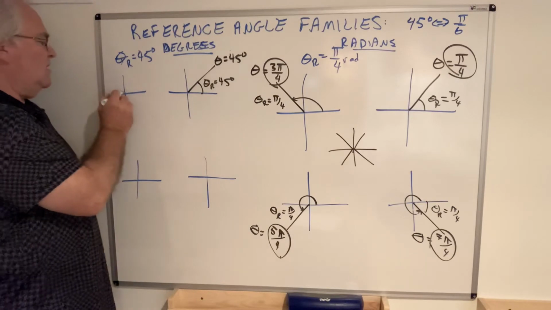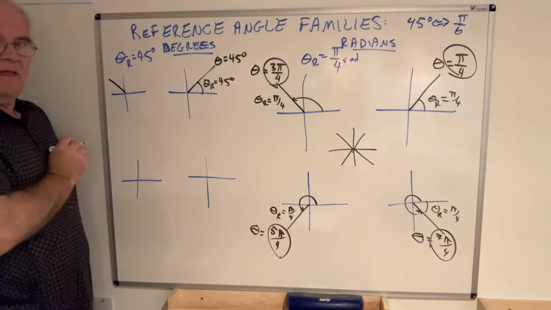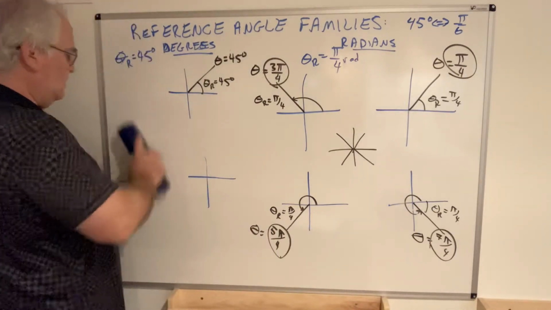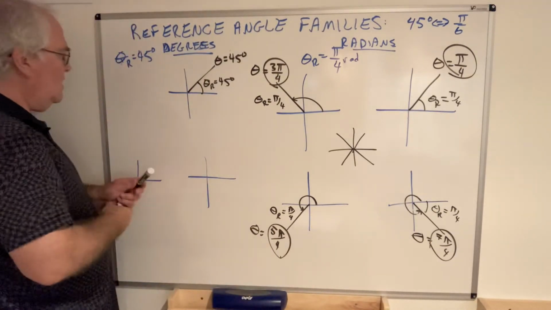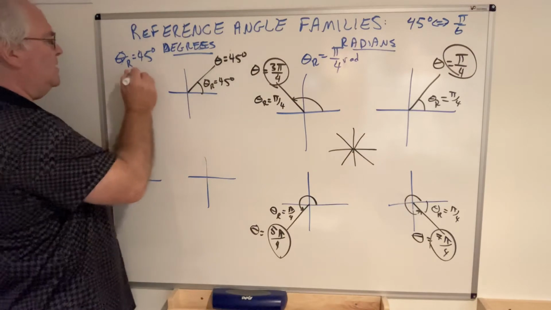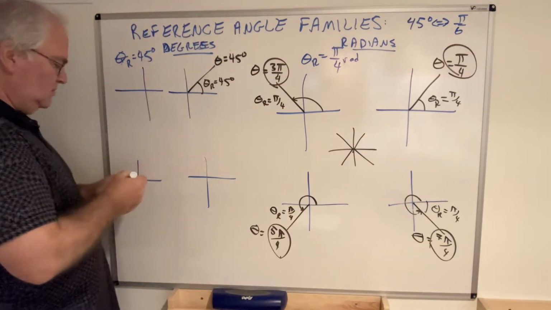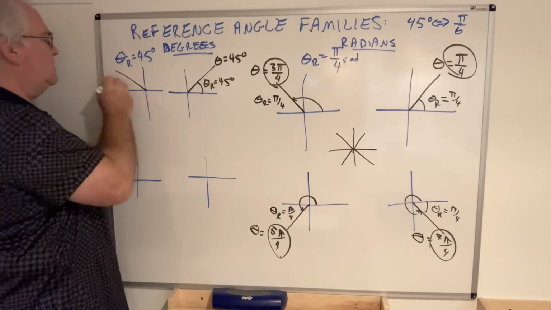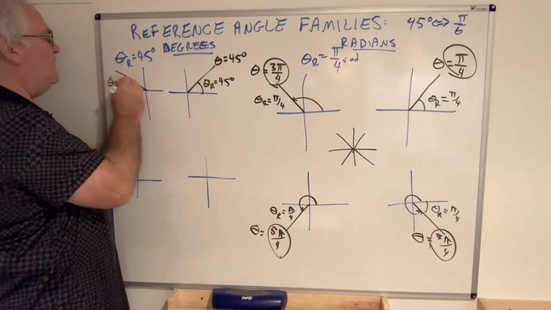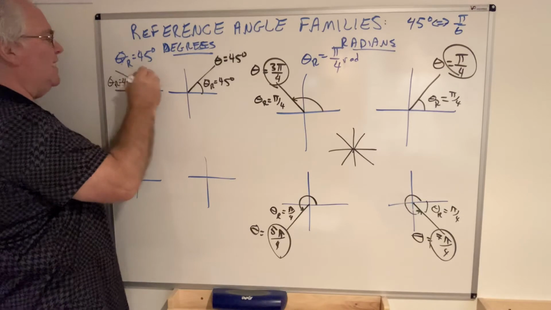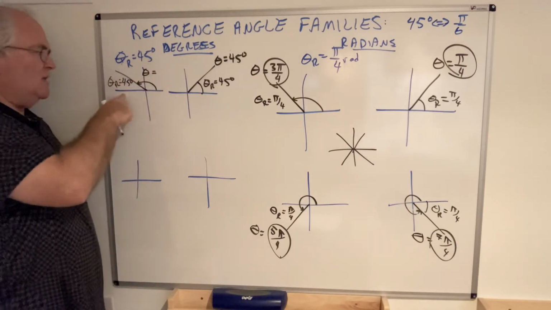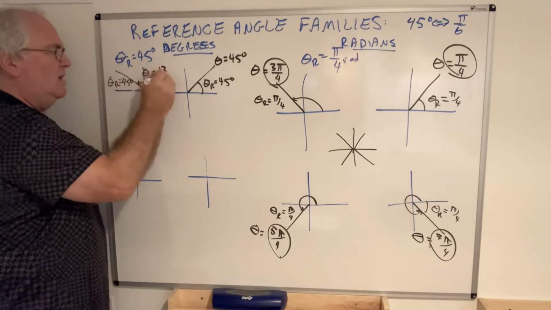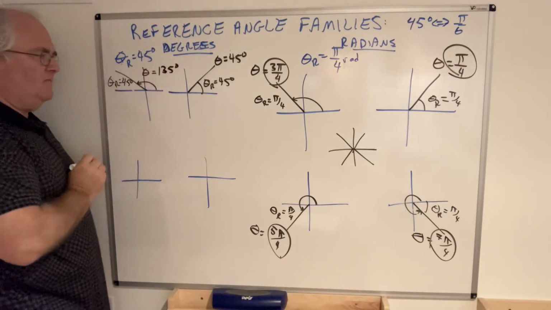All right, so the next case is in quadrant 2. Going to run out of space here. Quadrant 2. So theta reference, let me make a better picture. So here we are in quadrant 2. Theta reference is 45 degrees, but we want this angle theta. That's the 180, subtract off the 45 degrees. 180 minus 45 is 135 degrees.